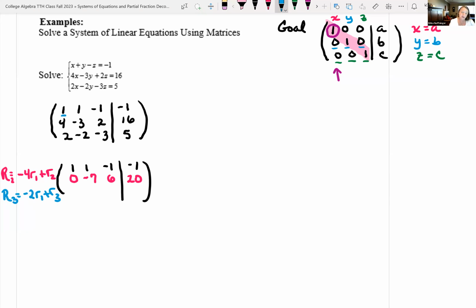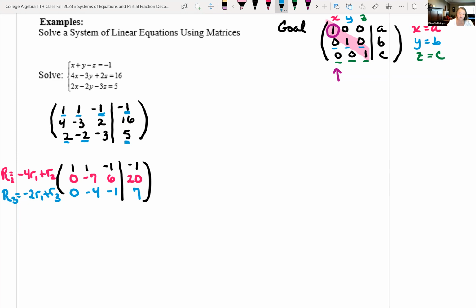So -2 times 1 is -2, plus this 2 below gives me 0. -2 times this +1 is -2. -2 plus -2 is -4. -2 times this 1 up here is +2. 2 plus -3 is -1. I have -2 times this -1, that's +2. 2 plus this 5 is 7.